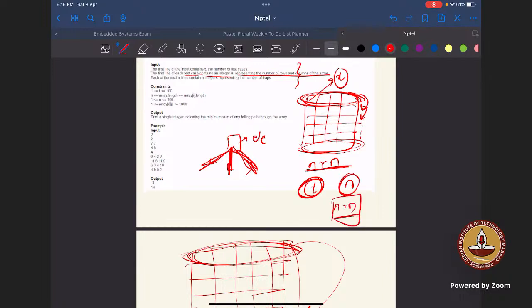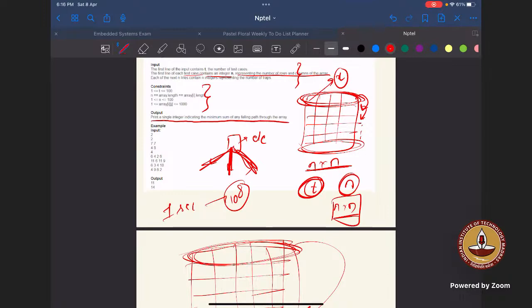Okay. Looking at the constraints, again, as I had said before, constraints are very important because you always want to propose an algorithm which should obviously not exceed the time limit. And again, I will tell you guys the time limit is 1 second, which is 10 power 8 operations. Try to propose an algorithm which should operate in less than 10 power 8 operations. Okay, so try to find out such an algorithm, and output is just to print a single integer indicating the minimum sum of any falling path through the array.